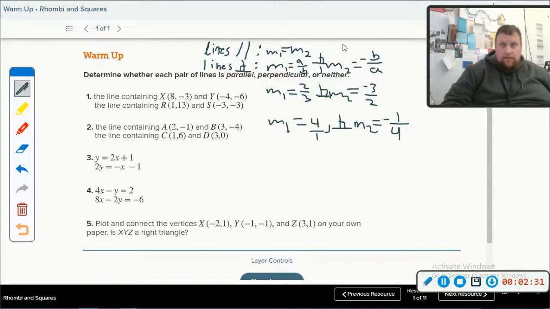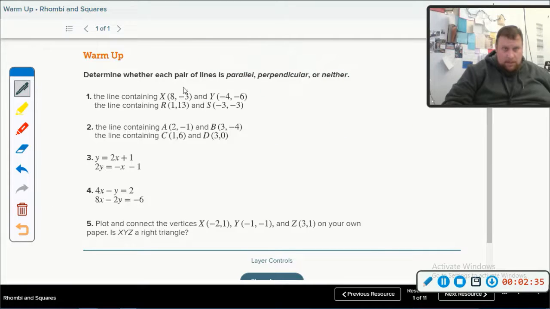Awesome. Pause this if you need to write this all down, but I'm going to erase it. Boom. Let's look at this right here. Remember, it's change in Y. So it's going to be -6 minus a -3 all over -4 minus 8. So it's rise over run, change in Y over change in X.